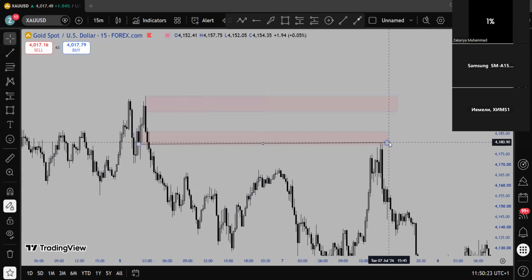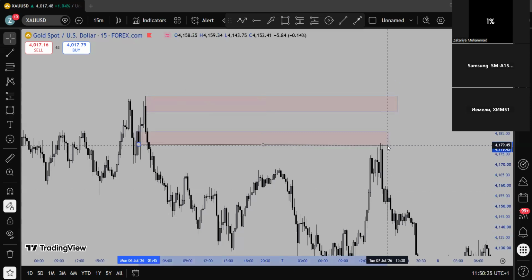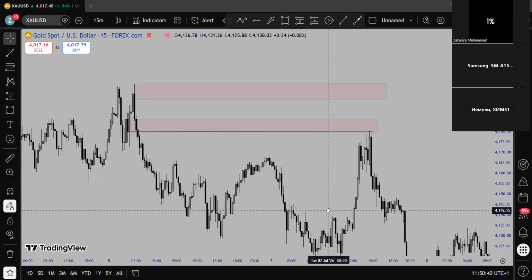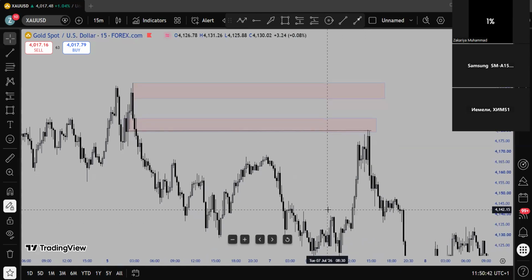So if you have a 4-hour POI, you can refine it to 1 hour or 30 minutes. Any time frame lower than that, you can definitely miss the setup if you say you want to wait for another structure inside the lower time frame structures. So if you have a 4-hour, use 1 hour, 30 minutes or 15 minutes. Don't go lower than that unless you have clear zones.